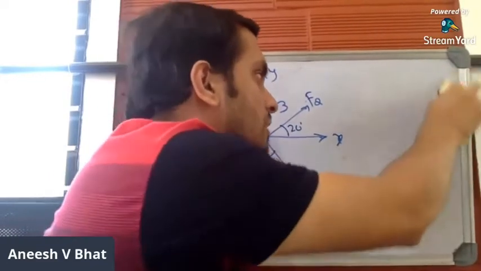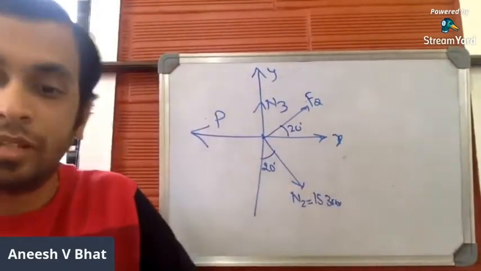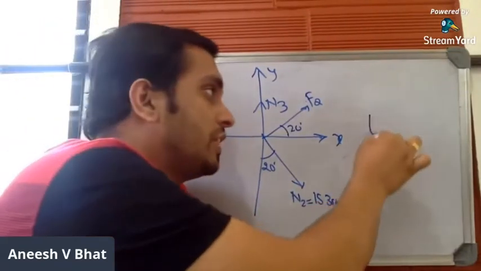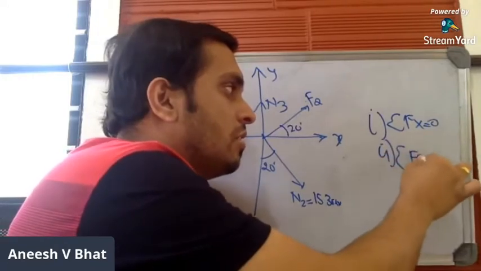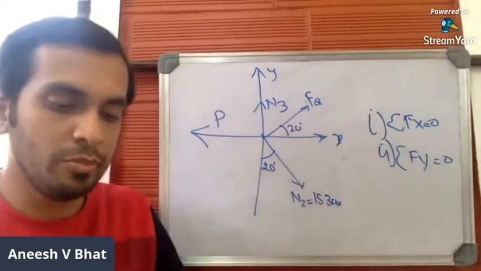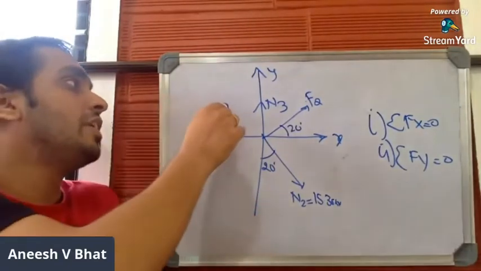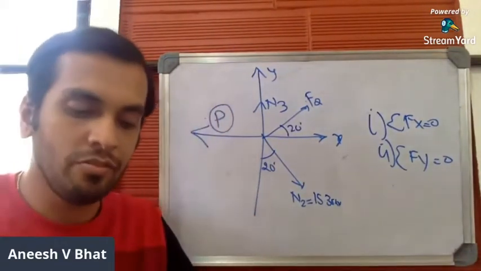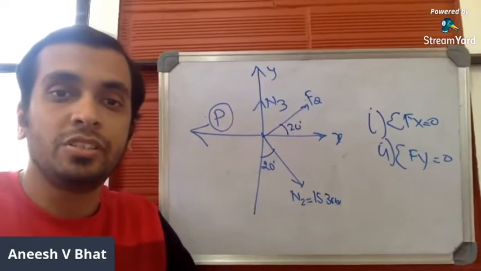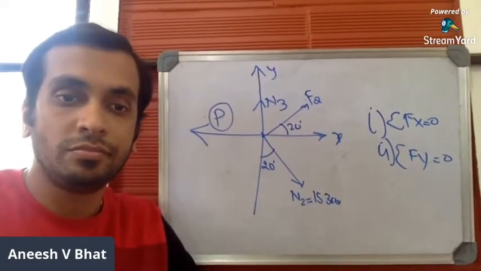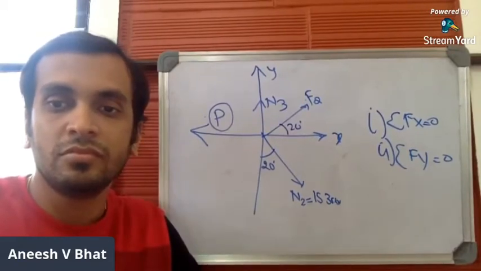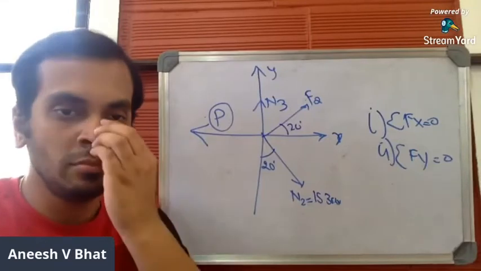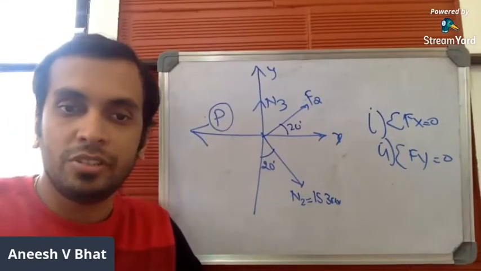Now, when you have the free body diagram, the next step is to apply the conditions of equilibrium. You have two conditions of equilibrium. Summation of Fx equal to 0, and the second condition is summation of Fy equal to 0. These are the equilibrium conditions which are to be applied. Ultimately, we need the value of P. So let me share the screen and I'll show the calculation part.